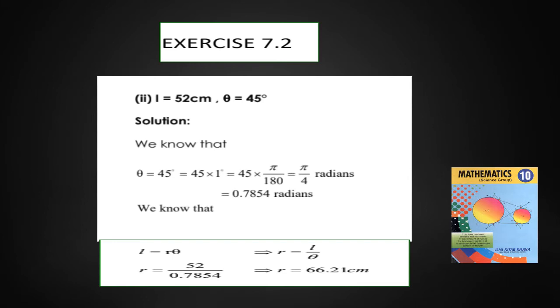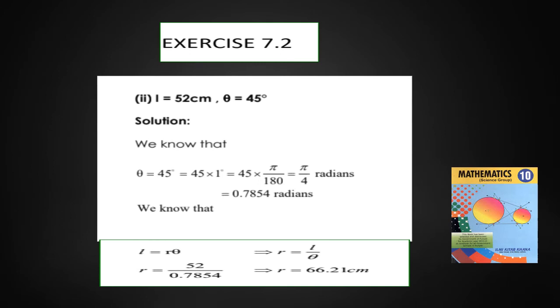Second part. L is equal to 52 centimeter and theta is equal to 45 degree. First, theta is equal to 45 degree. It will be converted into radian by multiplying pi by 180. So pi by 4 radian. So pi by 4 radian means 3.1415 divided by 4, which is 0.7854.